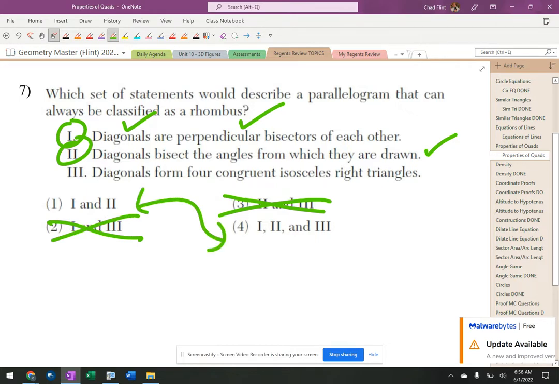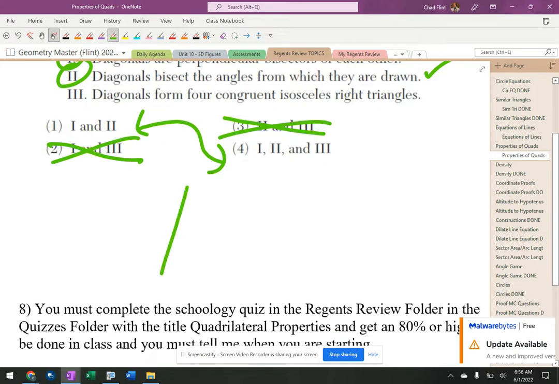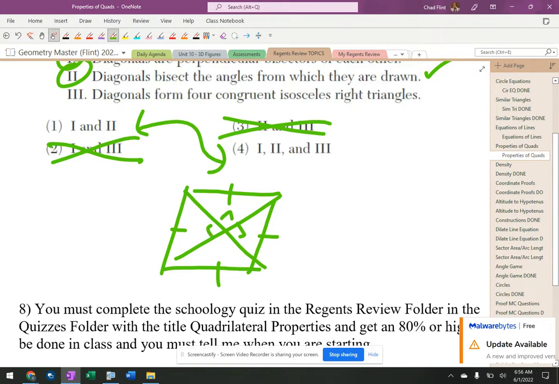Then you have this: diagonals form congruent right isosceles triangles. This is a super, super evil thing to write. Okay. Because if I draw a rhombus, okay, and I go through and I'm like, all right, well, those are all the same. Those are right angles. These two are the same because they get cut in half, and those two are the same because they get cut in half. Guess what? Those are not right isosceles triangles. So I'm like, it's not 3.